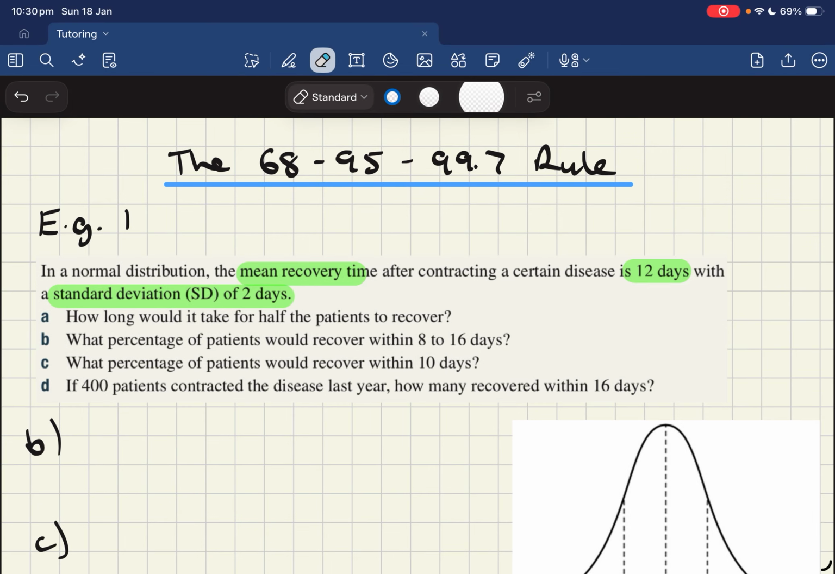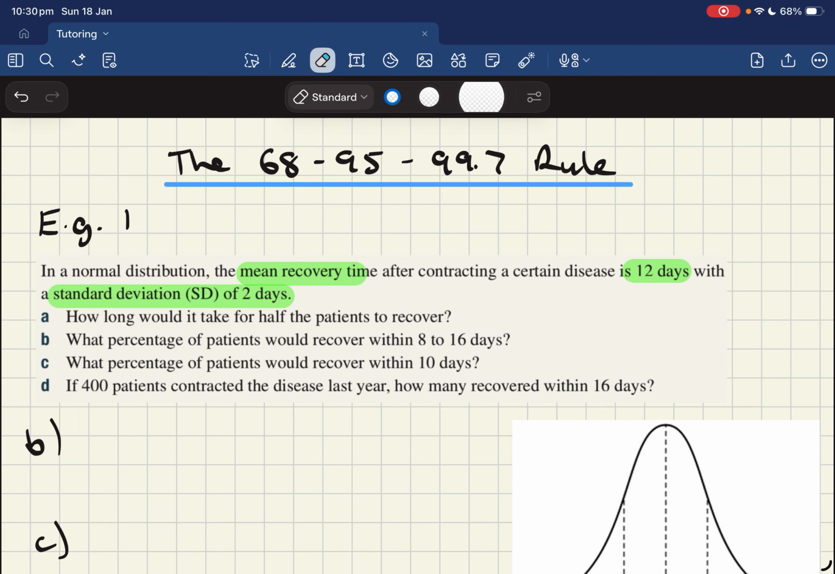So in this video, we are going to apply the 68, 95, 99.7 rule to a couple of different questions. So in this first question, we have that in a normal distribution, the mean recovery time after contracting a disease is 12 days with a standard deviation of 2 days.